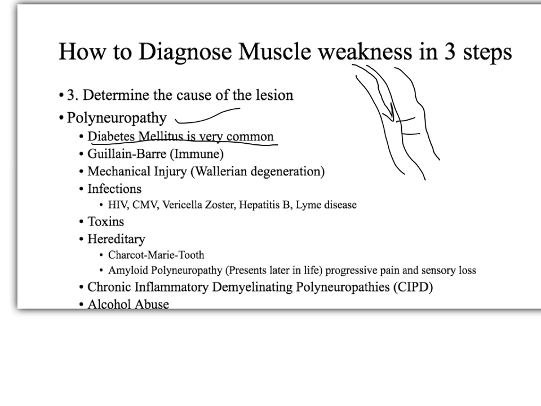Then you have hereditary, two of the more common, Charcot-Marie-Tooth and amyloid polyneuropathy. Any type of chronic inflammatory demyelinating polyneuropathy will cause muscle weakness and possibly sensory loss. And then alcohol abuse can also cause polyneuropathy.